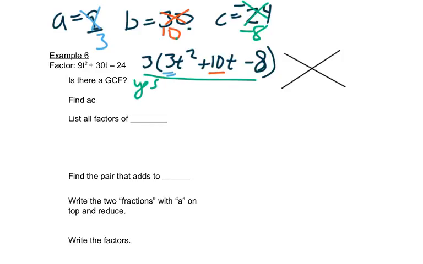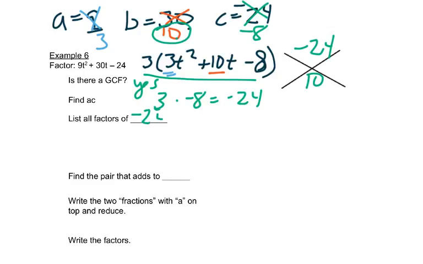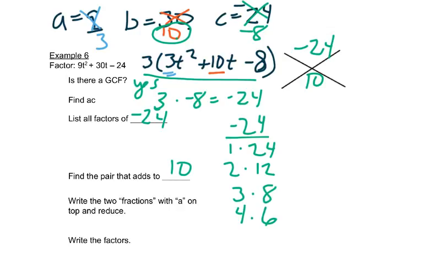Okay, so now I'm ready to start with my A times C, but I have a new A and a new C. I do 3 times a negative 8, and I get negative 24. So I'm trying to find the factors of negative 24 that add up to get 10. So I can take negative 24, I can do 1 times 24, 2 times 12, 3 times 8, 4 times 6, 5 doesn't go in, and I already have 6.